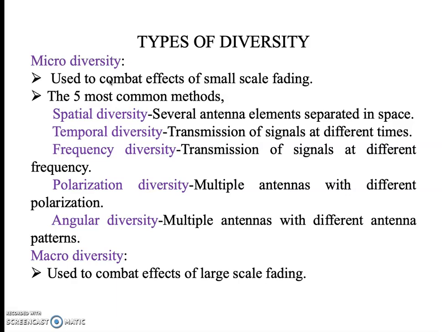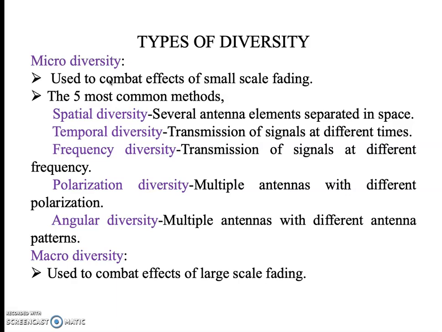Second one is temporal diversity. It involves transmission of signals at different times. Third one is frequency diversity. It involves transmission of signals at different frequencies. Fourth one, polarization diversity. In polarization diversity, multiple antennas with different polarization are used. That is, the antennas can be either horizontally polarized or vertically polarized.